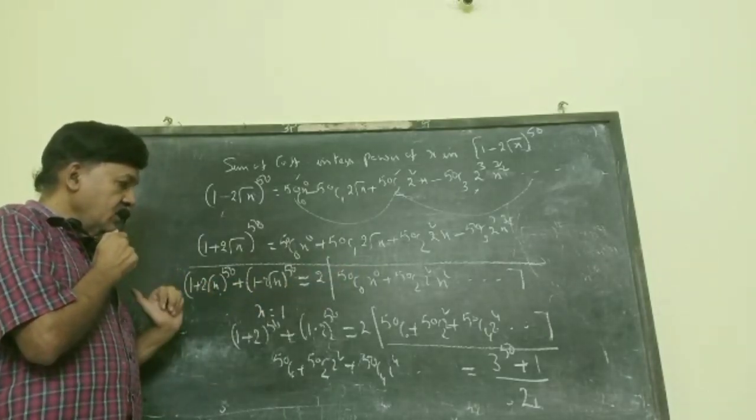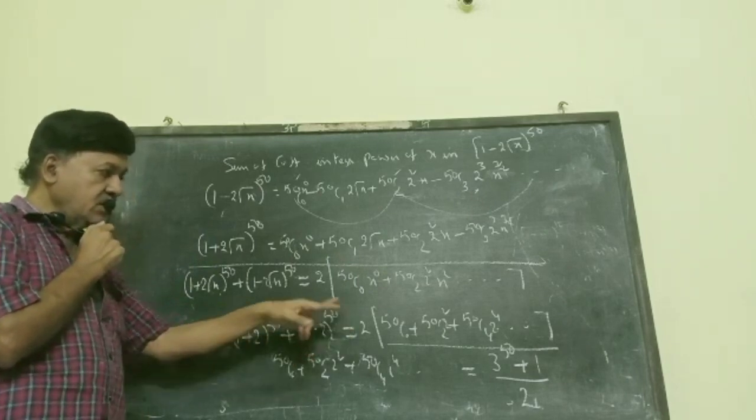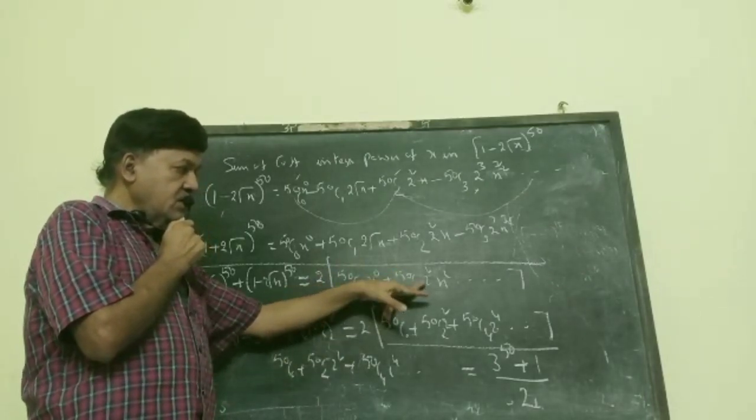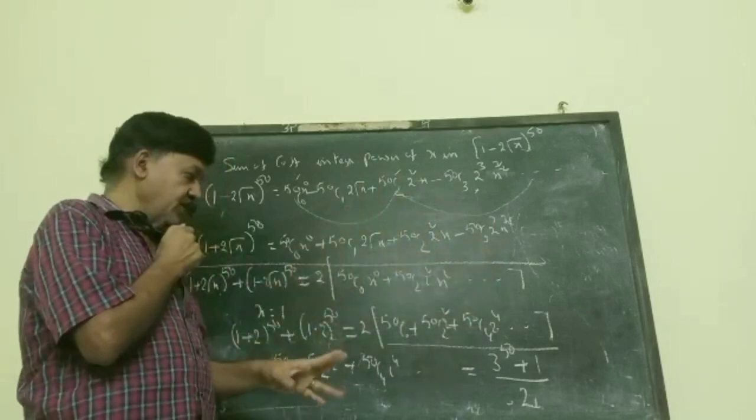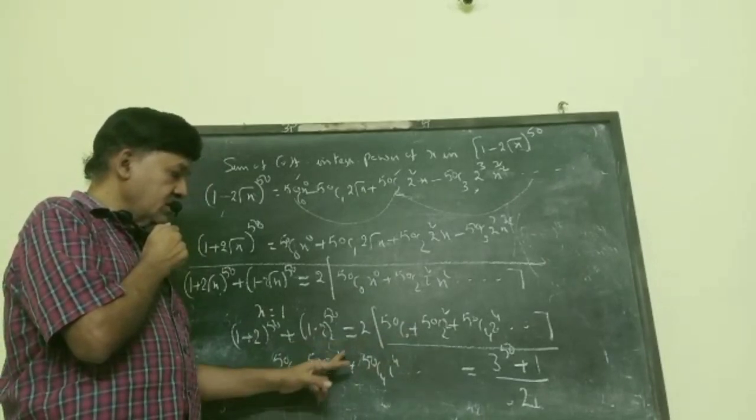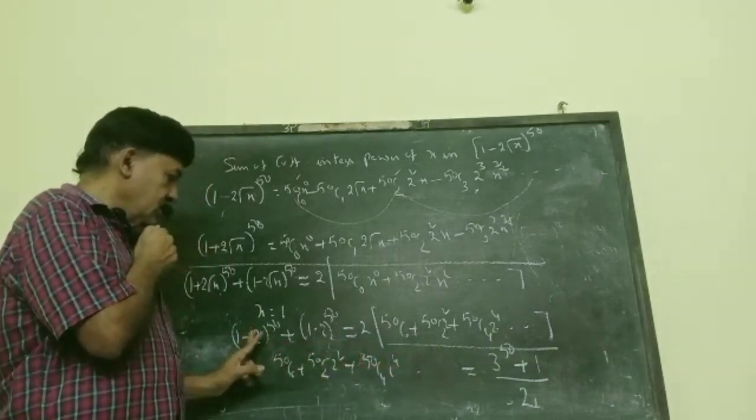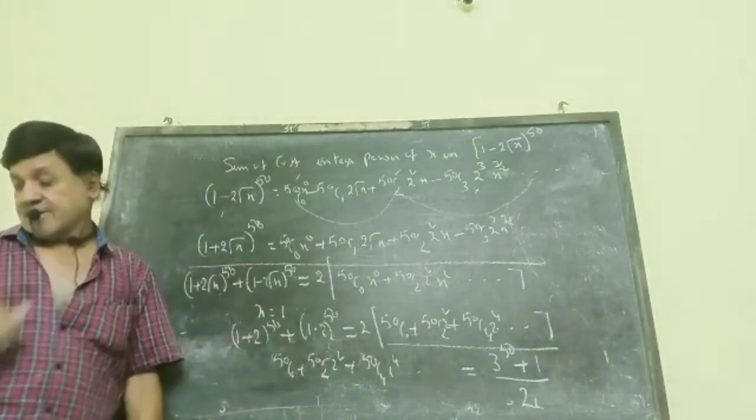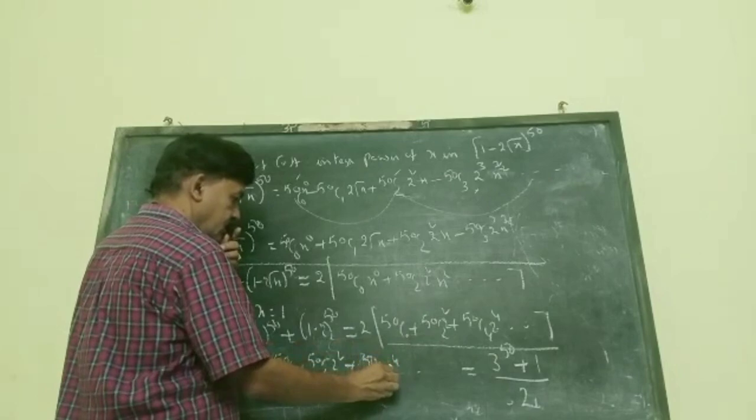Then (1 + 2)^50 + (1 − 2)^50 is 2 into [50C0 1^0 + 50C2 2² 1² 1 only + 50C4 2^4 etc.]. Therefore this value, 50C0 + 50C2 2² + 50C4 2^4 etc., will be equivalent to (3^50 + 1)/2. You will get it like this. Yes, understood?